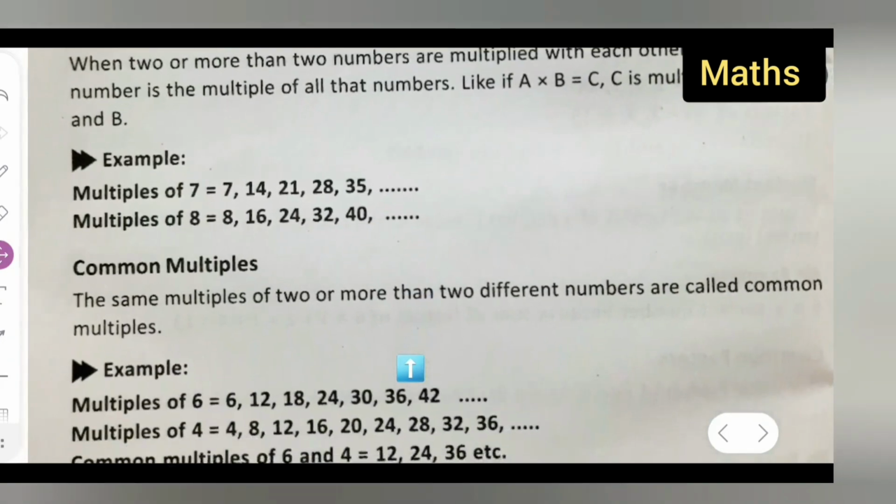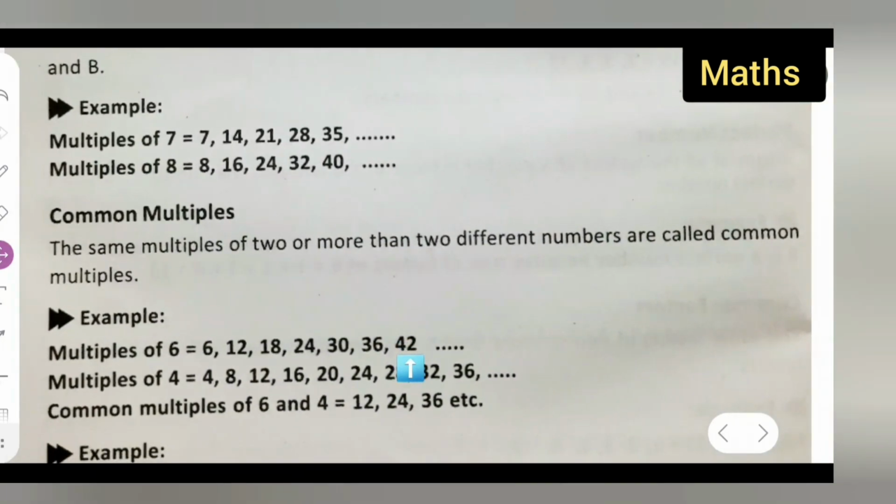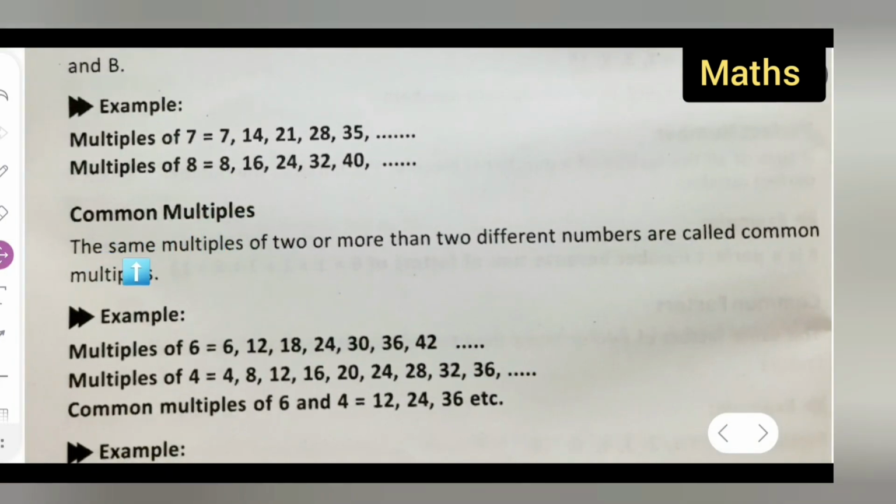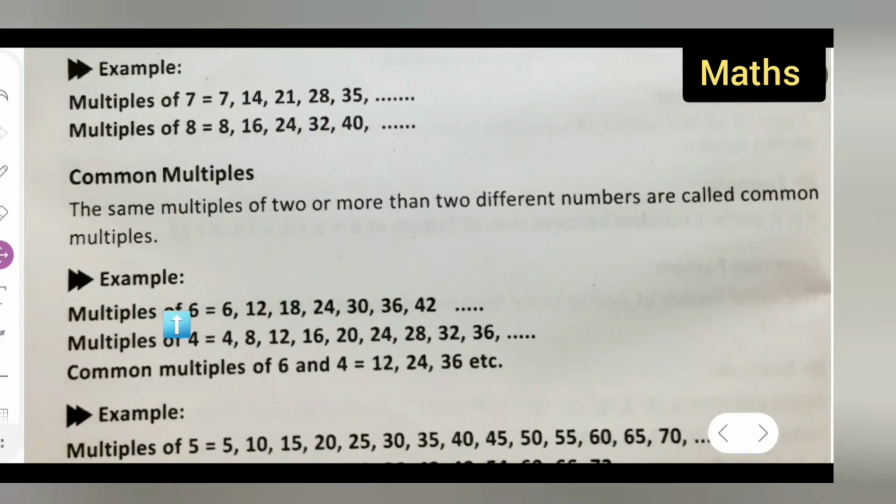Right? Now let us see the common multiple. What is the common multiple? The same multiples of two or more than two different numbers are called common multiples. With the help of an example, you will understand the concept. Multiples of 6: 6 ones are 6, 6 twos are 12, 6 threes are 18, 6 fours are 24, 6 fives are 30, 6 sixes are 36, 6 sevens are 42.